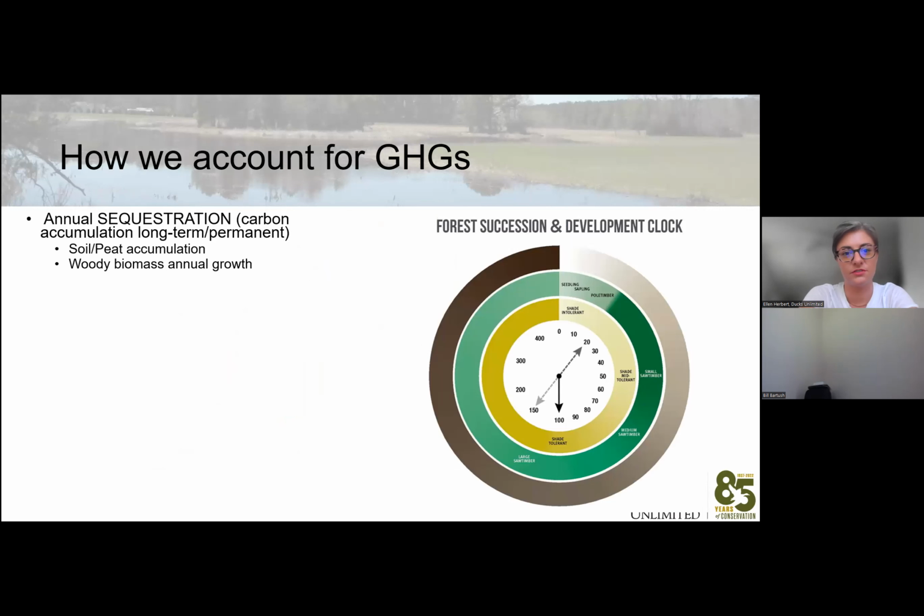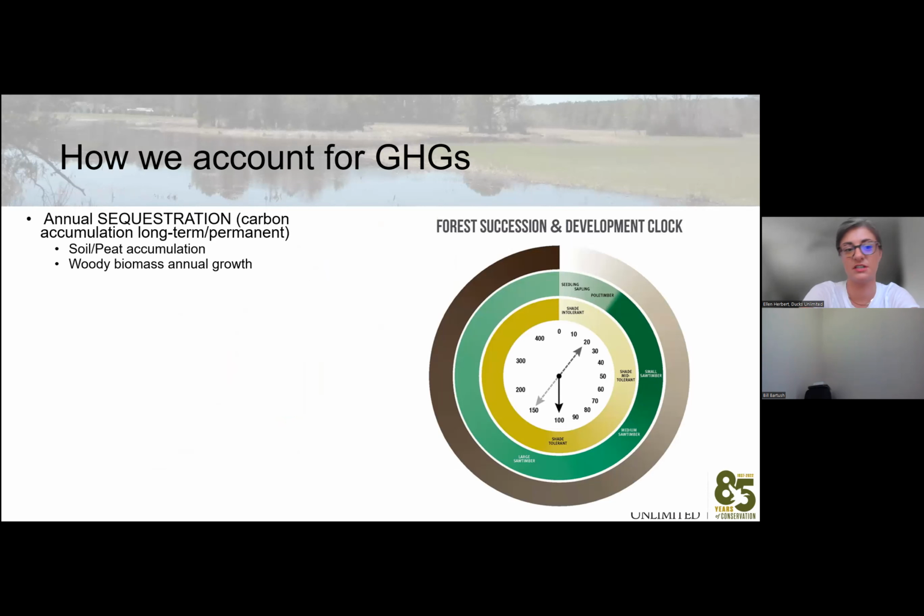Now, how we account for greenhouse gases, CO2 and other greenhouse gases, in the context of carbon markets and just in the context of carbon cycling, these are going to be some pretty important words. There's the annual sequestration. So there's the carbon accumulation that occurs that's very long-term and or permanent. So that's either soil or peat accumulation.